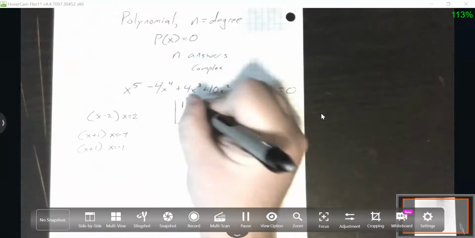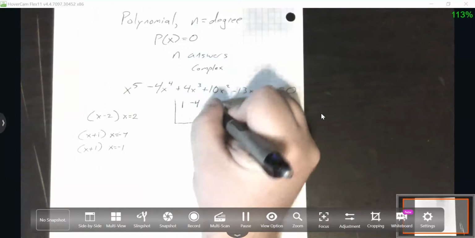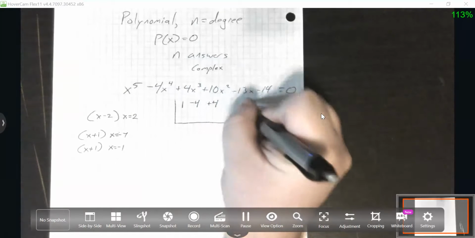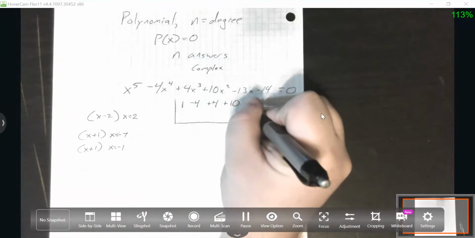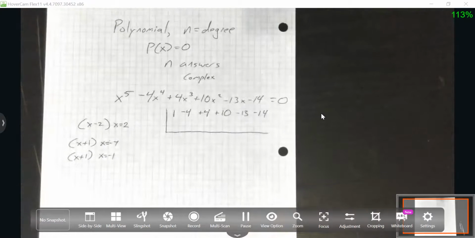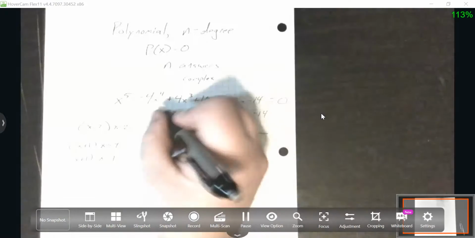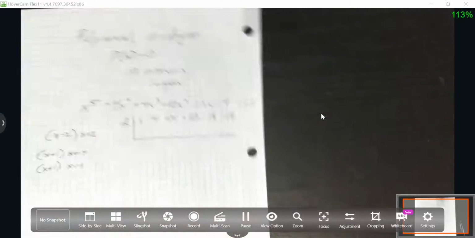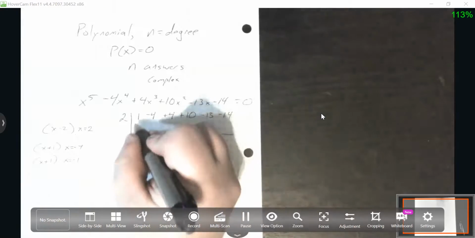So we have 1x to the 5th minus 4x to the 4th plus 4x cubed plus 10x squared minus 13x minus 14. All right, I know 2 should work. We looked at it on the graph. We saw it was a 0, so 2 should function as an answer. So now I'm going to do synthetic division and see what we get.